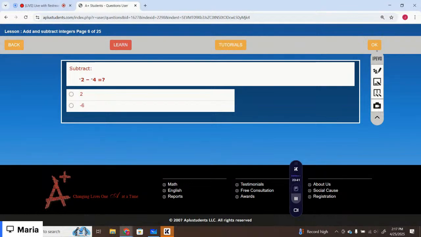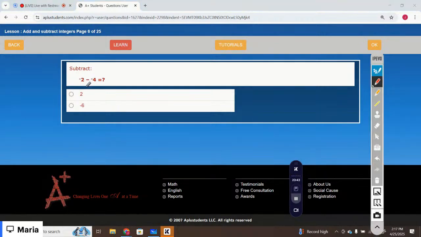-2 minus -4. Look at these two negative signs. That means subtracting a negative integer. Subtracting a negative integer is same as adding, that is -2 plus 4. Or you can write it as 4 minus 2, just write the other way. 4 minus 2 is 2.